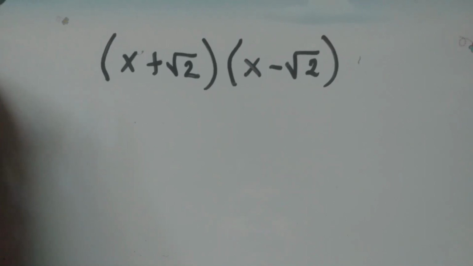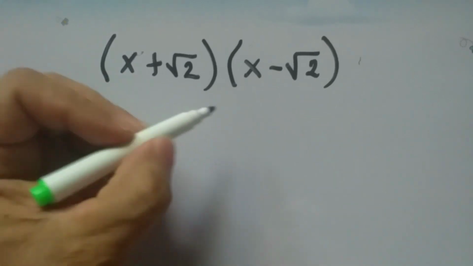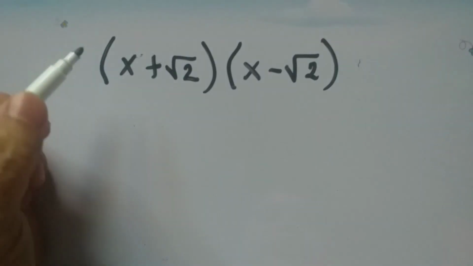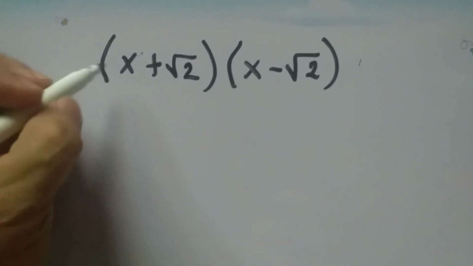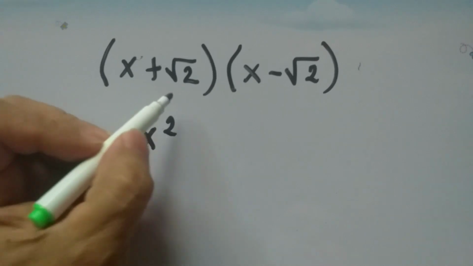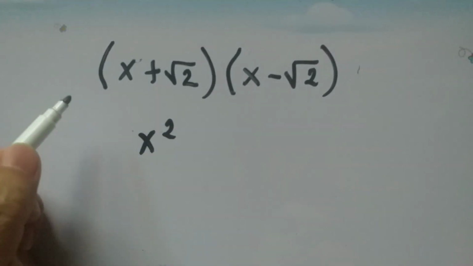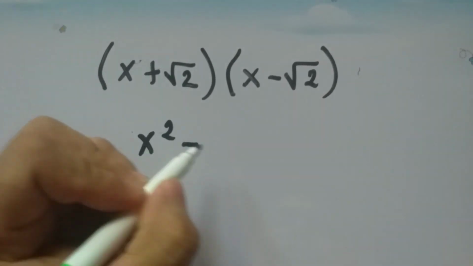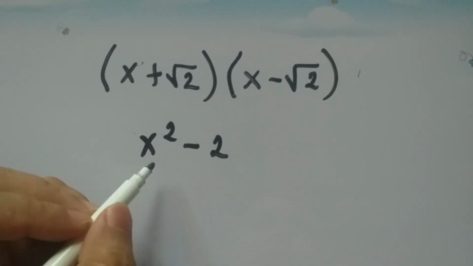How about this one? The quantity x plus the square root of 2 times the quantity x minus the square root of 2. So just multiply the first terms. x times x is x squared. Then the second terms, square root of 2 times the negative square root of 2 is equal to negative 2. Therefore, our product is x squared minus 2.